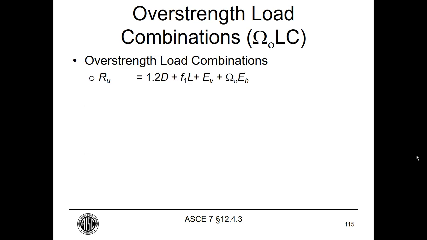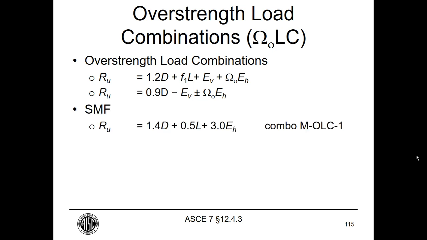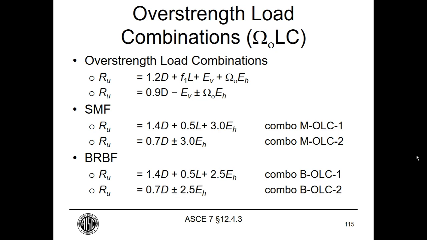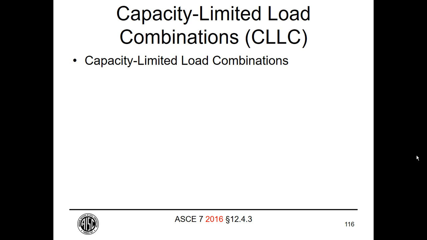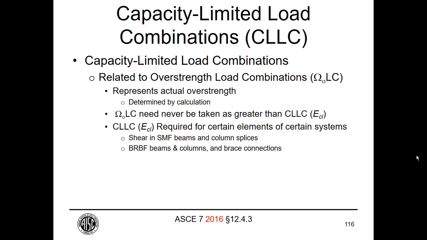The overstrength seismic load combinations, pretty similar, except instead of the redundancy factor, we use the overstrength factor that we get from that table, 12.2-1, and it's a different factor for the BRBF compared to the SMF. And then we have the capacity load combinations. These are load combinations that AISC 341 requires us to use, say, the capacity, in some cases, of the buckling restrained brace to develop the load, say, on the columns. So we're calling those ECL. They're combined with gravity loads where appropriate.